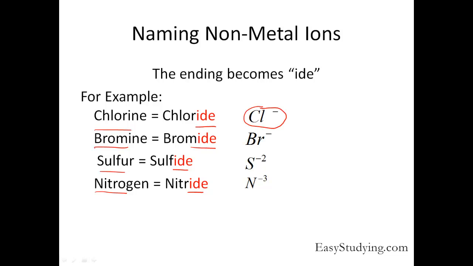Chloride is the same as Cl negative. Bromide is the same as Br negative. Sulfide is the same as S negative 2. And nitride is the same as N negative 3. These letters over here, the Cl, Br, S, and N, aren't just taken as abbreviations. They are actually derived from the periodic table, where there are elemental symbols that represent each element.